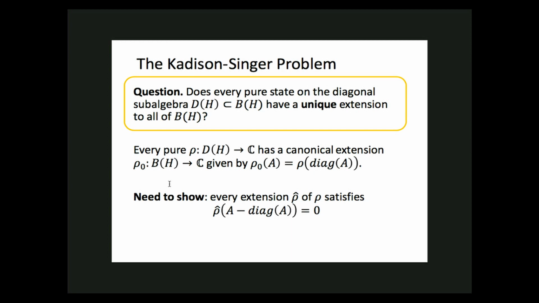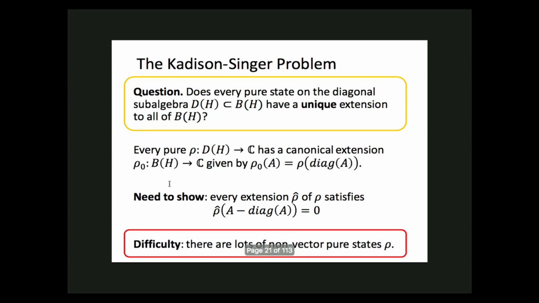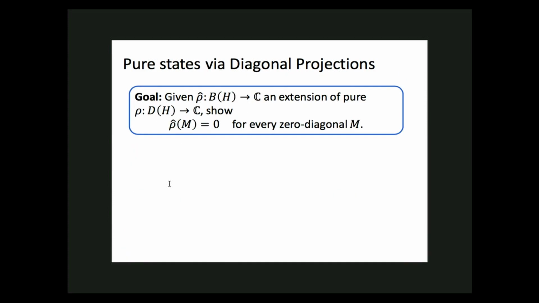So this is the problem, and the difficulty is that these pure states are somehow very complicated. It's easy for vector states, but there are lots of other states, and that's why it's complicated. What Kadison and Singer suggested is an indirect way to prove this conjecture without talking about the states. The key observation is that whatever these pure states are, they behave in a really predictable way on diagonal projections. So this is our goal: you have rho-hat, which is an extension of some pure state rho, and you want to show it vanishes on every zero-diagonal matrix M.